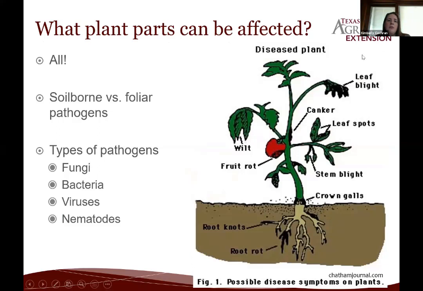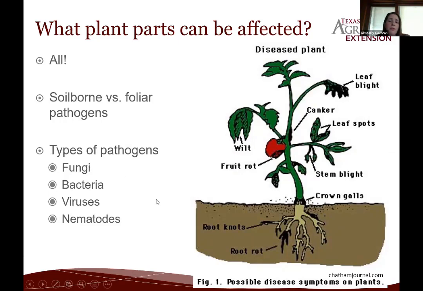All right, so what parts of the plant can be affected? Unfortunately, all of them. The top parts, like stems, leaves, fruits, flowers, as well as roots. We have two main categories: soil-borne versus foliar pathogens. And those are loosely named based on the area of the plant that is initially infected, and also how that pathogen survives when it's not infecting another plant.